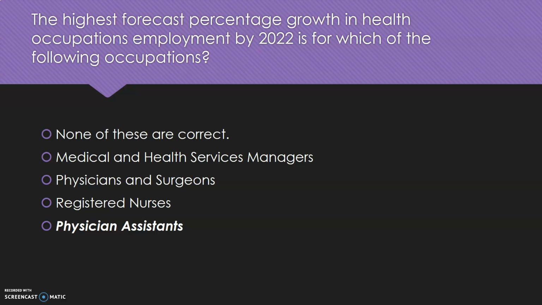Next question. The highest forecast percentage growth in health occupations employment by 2022 is for which of the following occupations? This was just noted in the textbook in the reading. The highest growth is for physician assistants. I think the second highest was physical therapists, if I remember correctly. Really interesting. For a while, it was health service managers, but I think we're seeing more people. It's still a huge growth rate, I think like 17 or 18%, so much higher than most other business areas.